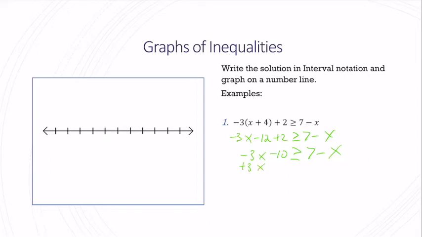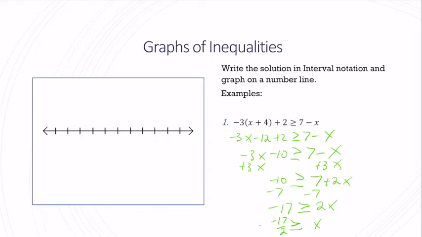I want to isolate my variables, so I'm going to add 3x to both sides. So I have -10 is greater than or equal to 7 plus 2x. I subtract 7 from both sides. -17 is greater than or equal to 2x. Next, I divide both sides by 2. -17 halves is greater than or equal to x. So -17 halves, that's like -8.5.